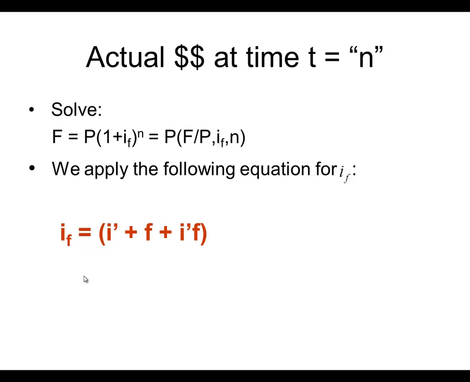To solve, we use the equation, which is future value F is equal to P multiplied by (1 plus i_f) to the power n, where i_f is the adjusted rate. It can also be written as P multiplied by the factor F given P with i_f and n number of periods. We apply the formula for i_f to calculate that value, and this is the actual dollar at time t.